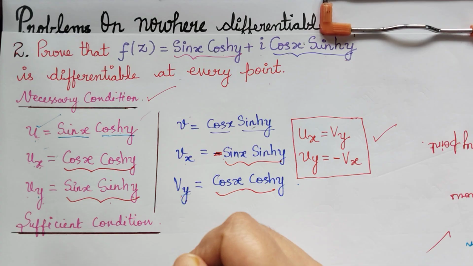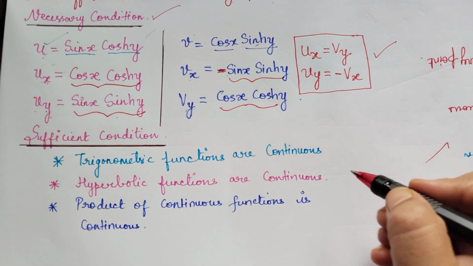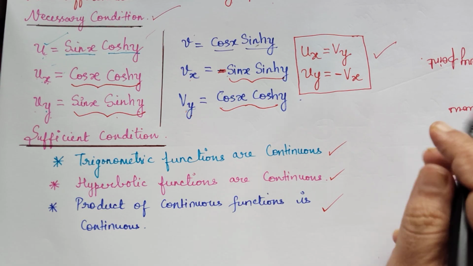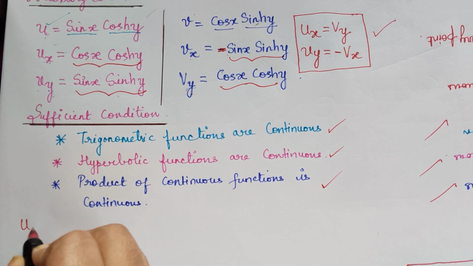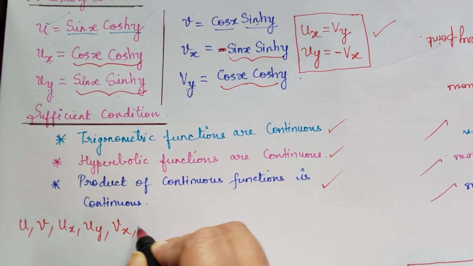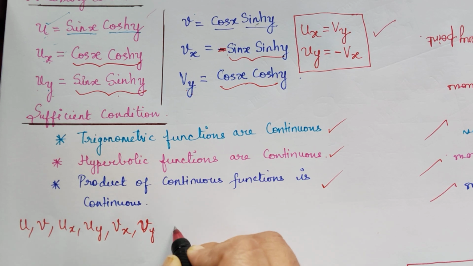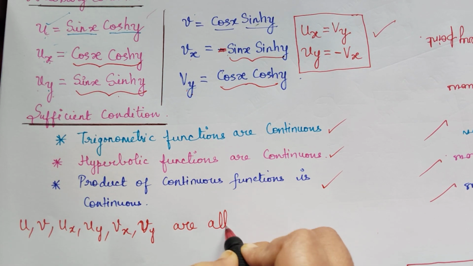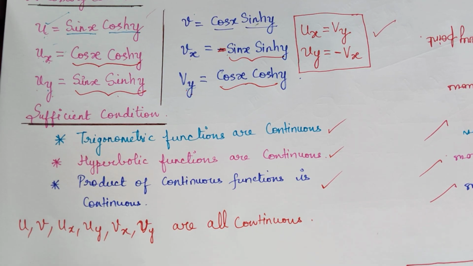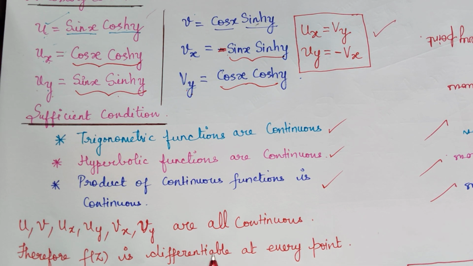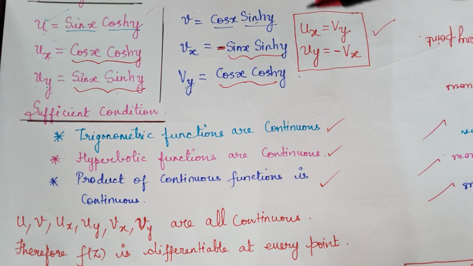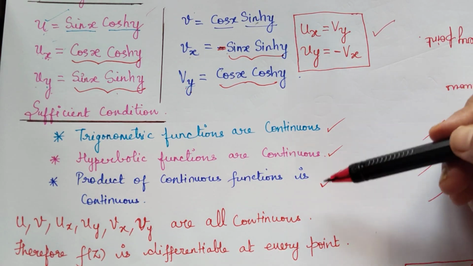Now let me put that into words. So I have written that here, trigonometric functions are continuous, hyperbolic functions are continuous, and the product of continuous functions are continuous. And therefore we see that u, v, ux, uy, vx, vy are all continuous at every point. Therefore, the given function f of z is differentiable at every point. Hence, we have proved, since it has satisfied both the necessary condition and the sufficient condition as well.